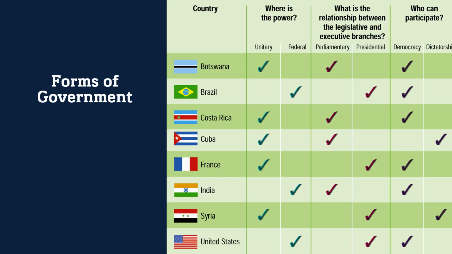Now we have this chart, as you can see, of some different countries. So, for example, in Botswana, Costa Rica, Cuba, and France, there's a unitary government where there's one branch of government. However, in Brazil, India, and the United States, there are multiple branches of government. You can see the breakdown between which countries have a parliamentary government, where the legislature chooses the executive branch, and a presidential, where the people elect the legislative branch and the executive branch separately. And then, of course, who can participate: a democracy, where the will of the people is answered for, and then a dictatorship, where one person or a small group runs the nation and is not responsible to the will of the people. Now, I do want to note Syria has had some recent government changes, and so their government is currently being reformed, and that may change this chart in the future.